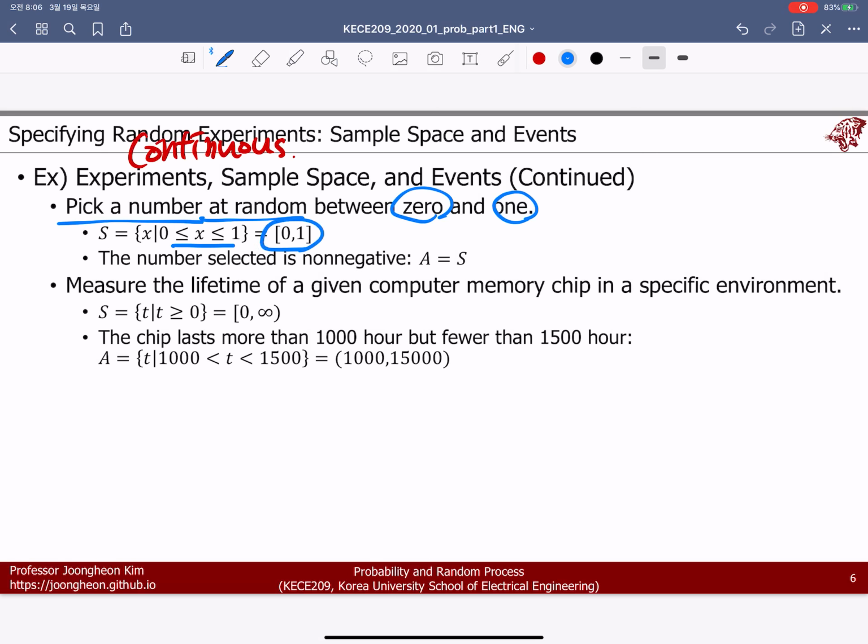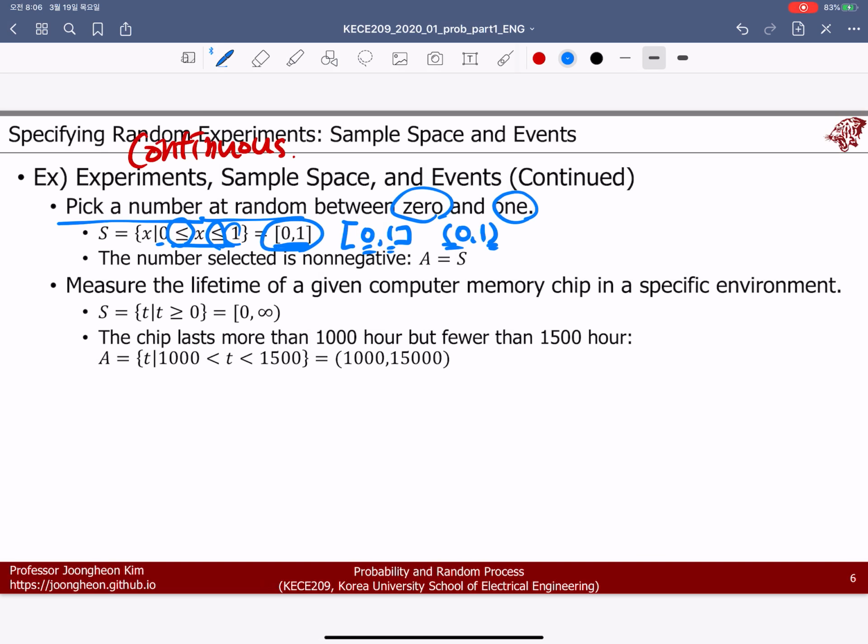So we can denote it as follows. When you use this one, it means that we will include 0 and 1. When you denote this one just like that, then it means that we will not include 0 and 1. Anyway, in this case, we are including 0 and 1, so we can denote it as follows.